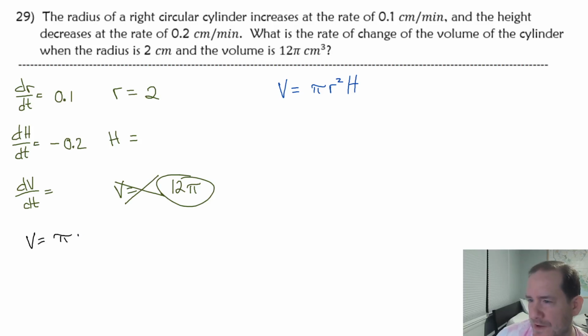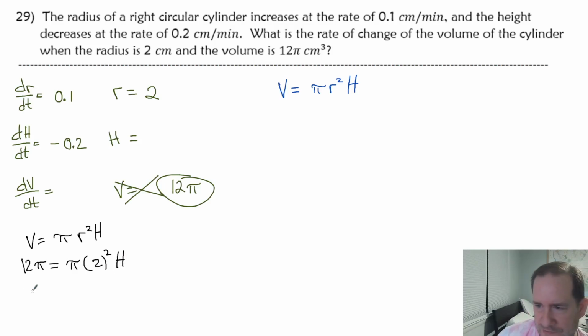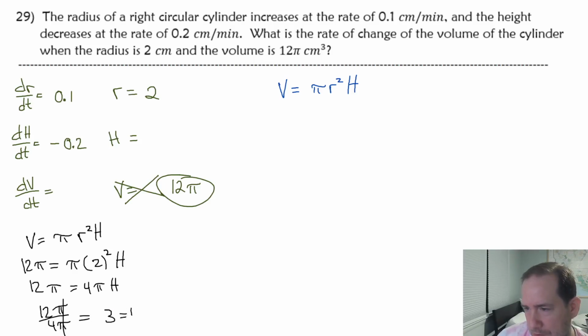So if volume equals pi r squared times h, well, the volume is 12 pi, so I can substitute that in for v. Then I've got pi. They told me the radius was 2, and I'll square that. And so finally I've got this equation now that I can just solve for h. So I've got 12 pi equals 4 pi times h. So I'll just divide both sides by 4 pi. So you get 12 pi divided by 4 pi. And the pi's cancel, and 12 over 4 is 3. So we now know that our height is 3.